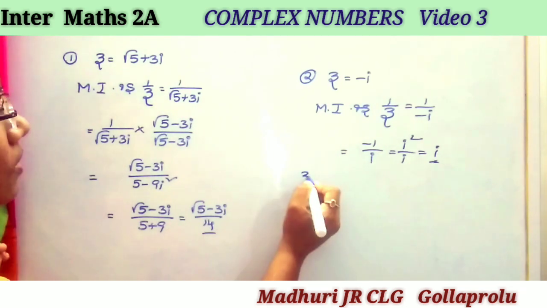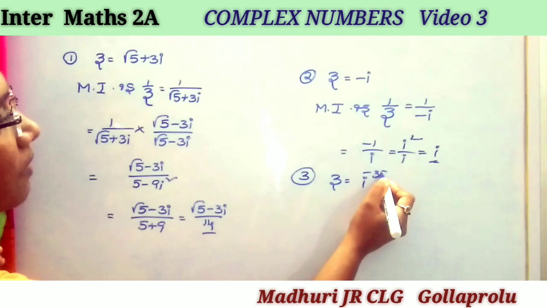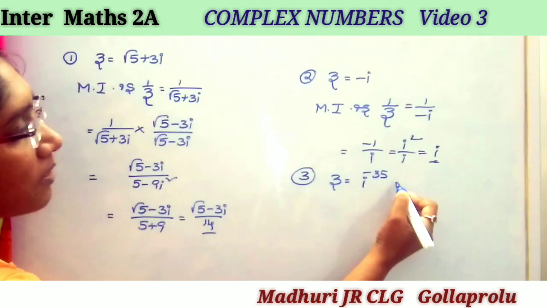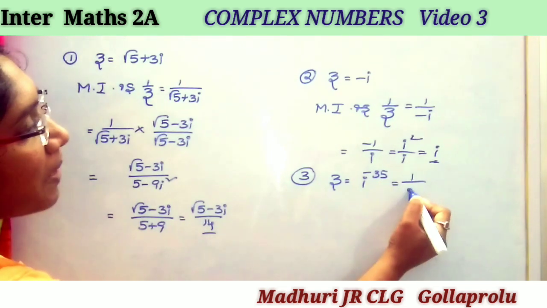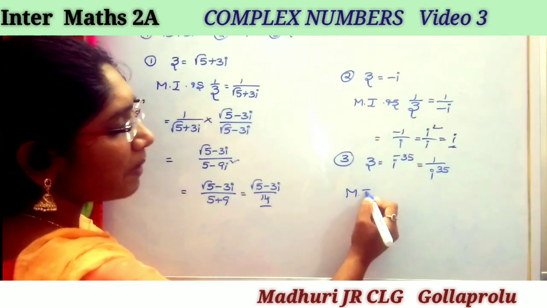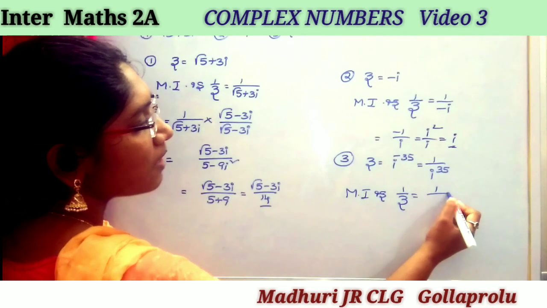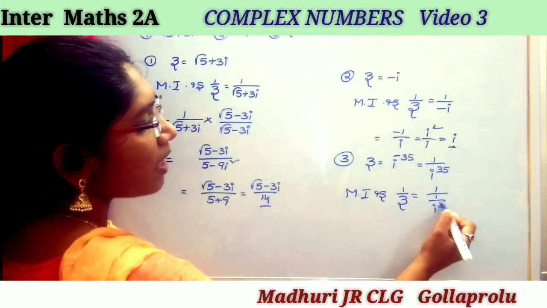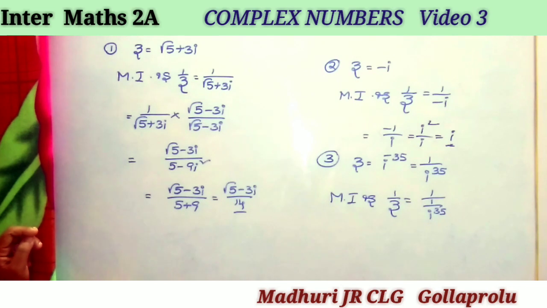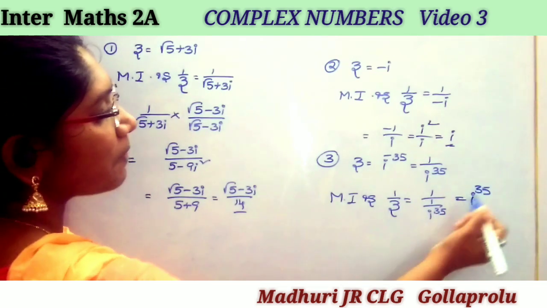Now the third question, z is equal to i power minus 35. i power minus 35 is equal to 1 by i power 35. Now this is the given question. Now we want the multiplicative inverse. What is the multiplicative inverse? 1 by z, that is 1 by i power minus 35, which is i power 35.